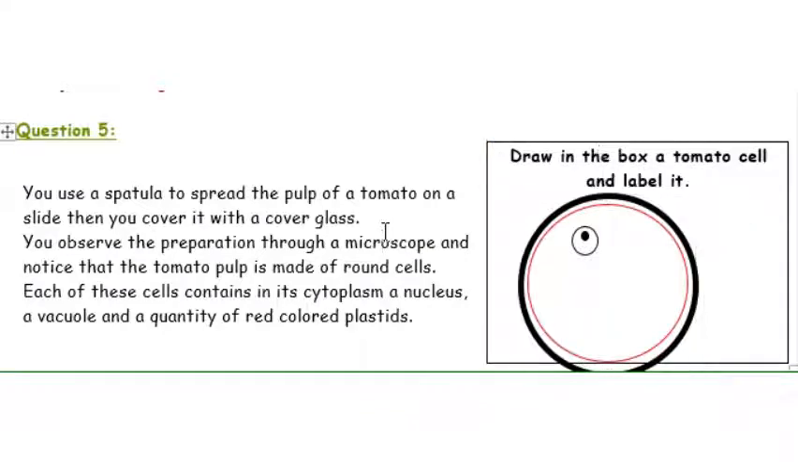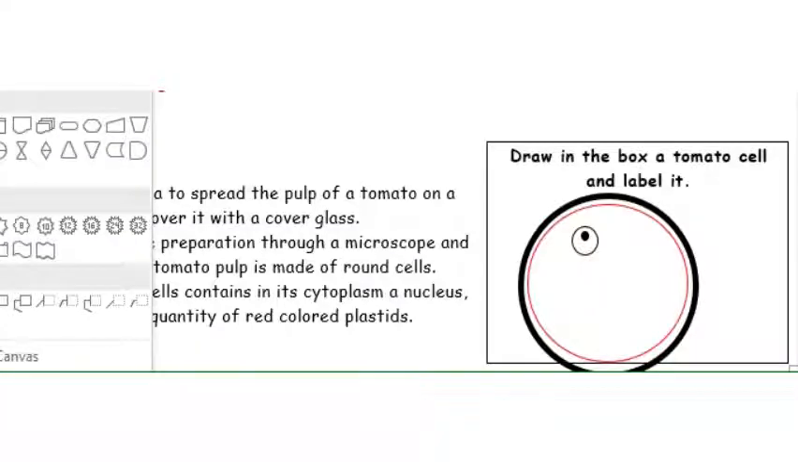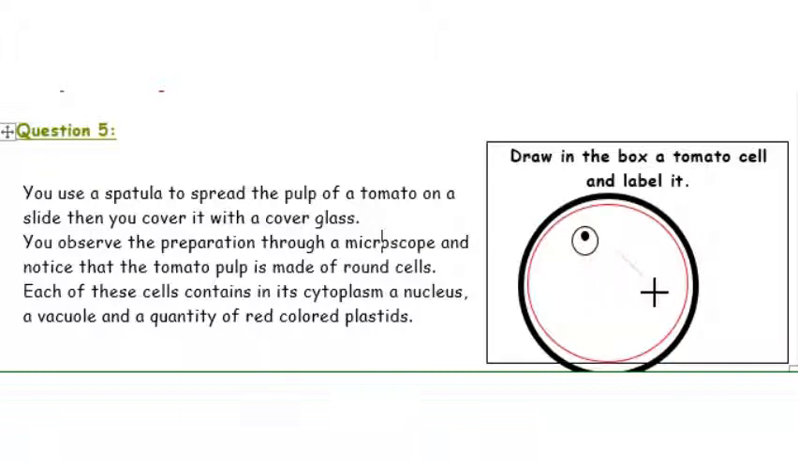Okay. Inside this cell, we have a nucleus, we did it, and a vacuole. Let's draw a vacuole inside. This is a vacuole that helps the plant store food in it. And we have red colored plastids. So tomatoes aren't green, so they don't have normal chloroplasts that we talked about. They have plastids, red plastids.